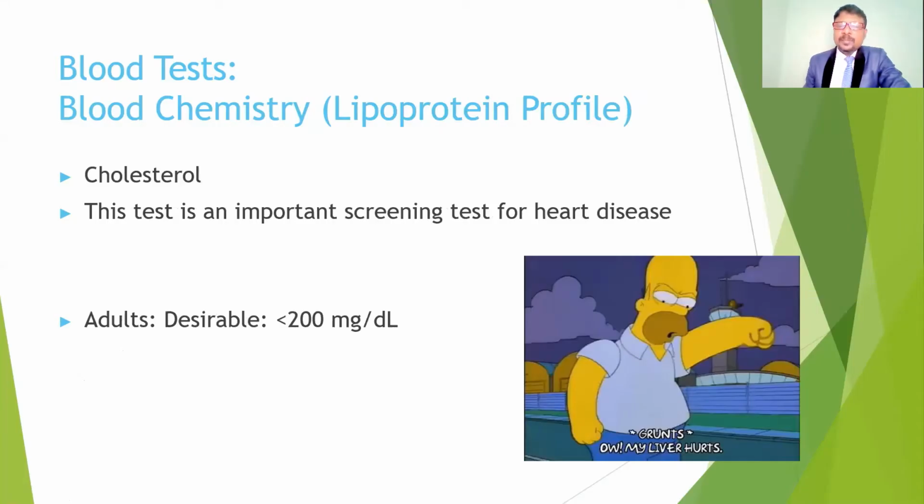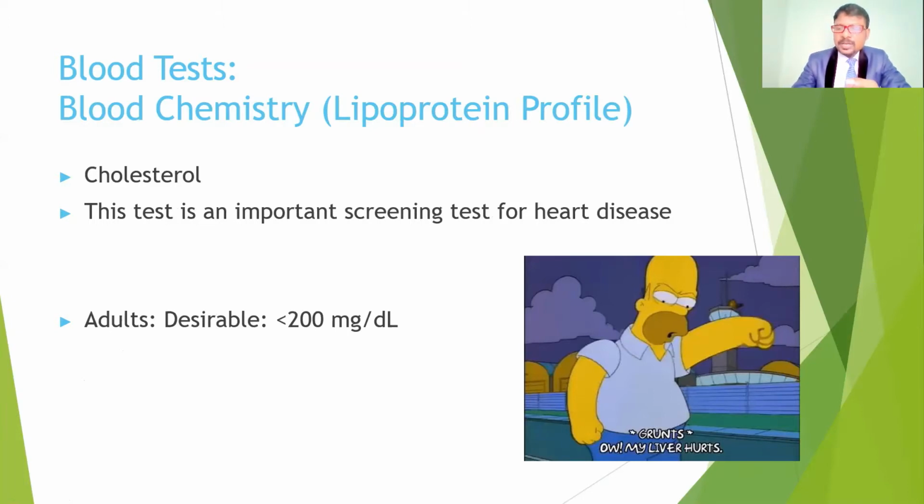So lipoprotein profile means how much cholesterol and triglycerides there are. We are going to look at the different tests. These are going to be cholesterol. This cholesterol test is an important screening for heart diseases, especially if anybody gets atherosclerosis and also arteriosclerosis. So these cholesterol levels are going to be increased.